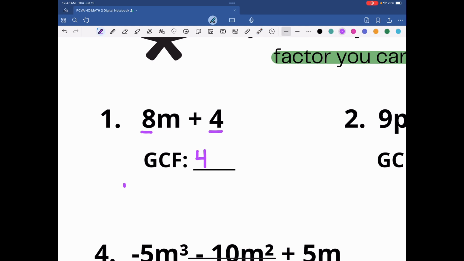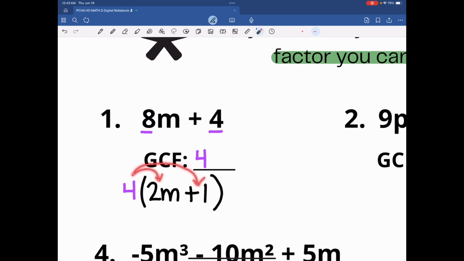If I divide 4 back out, 8m divided by 4 leaves me with 2m. Then dividing 4 out of 4 leaves me with plus 1. Originally we would have distributed that, which gave us the 8m plus 4. So we undid that distribution, that multiplication.